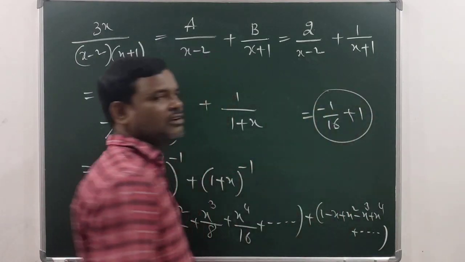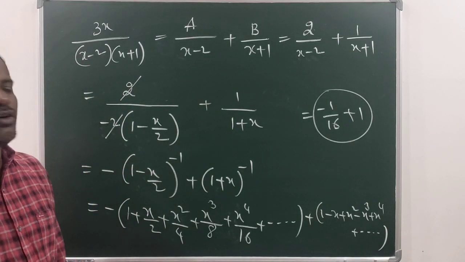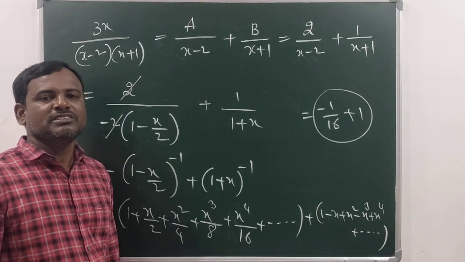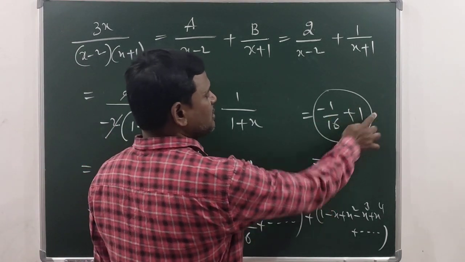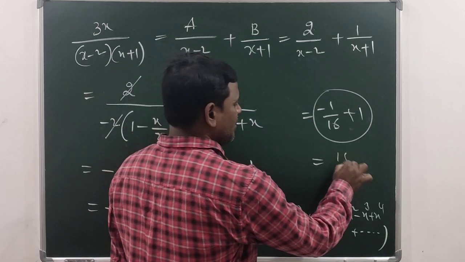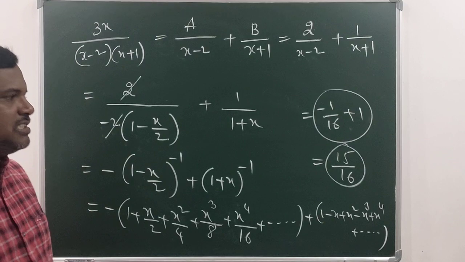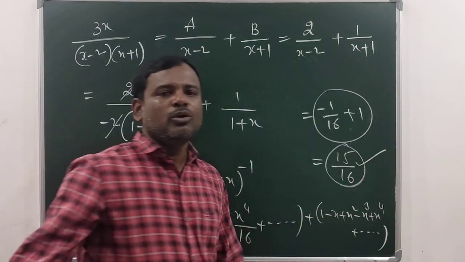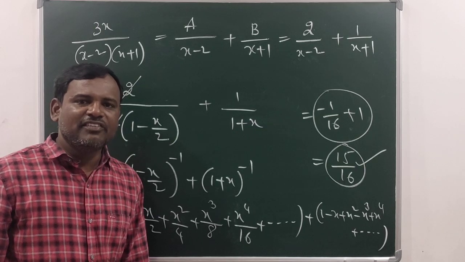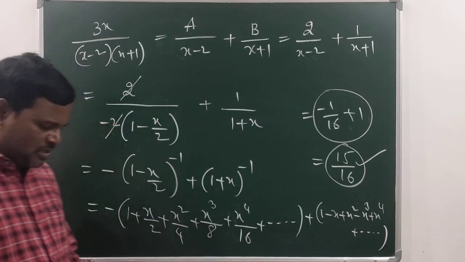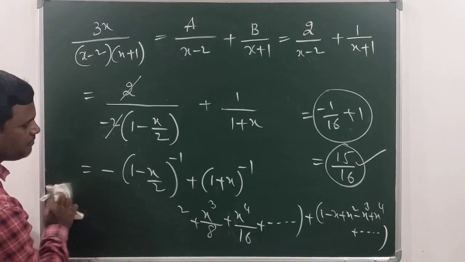So this is our required answer to this question: the coefficient of x power 4 in the power series expansion of the given rational fraction. If you want, you can simplify this. On simplifying this, you will get 15 by 16. 15 by 16 is our required coefficient of x power 4 in the power series expansion of the given rational fraction. Right. Now let us go to learn one more application.